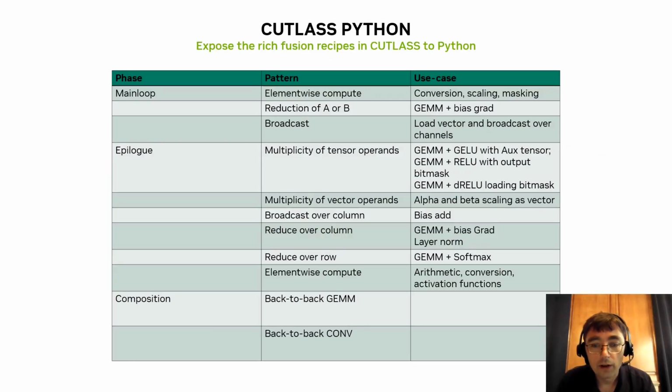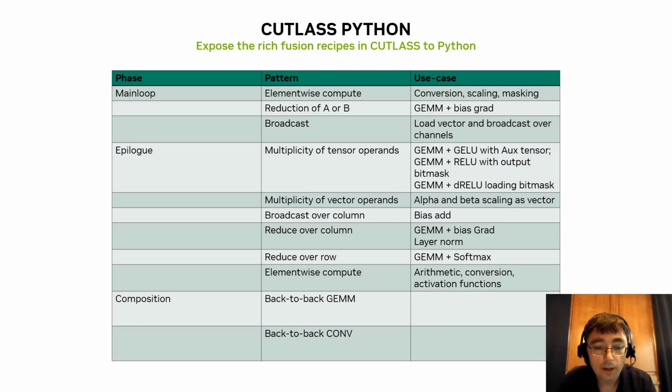CUTLASS Python can be used not just to define basic GEMM and convolution kernels, but also to specify fused operations according to several well-known design patterns. Fusion within the main loop enables the kernel to perform element-wise computations, simple reductions, and simple broadcasts of data as it's being fetched within the GEMM or convolution main loop. These have a variety of recognizable use cases, some of which we'll talk about later today.